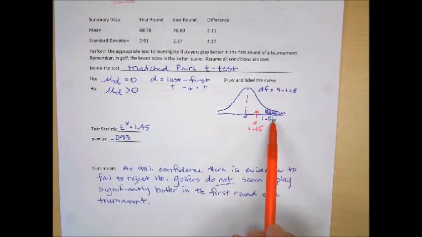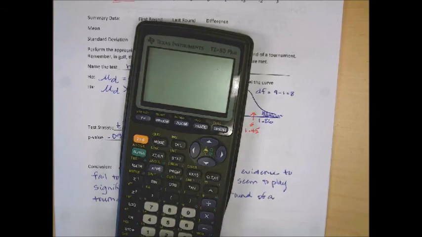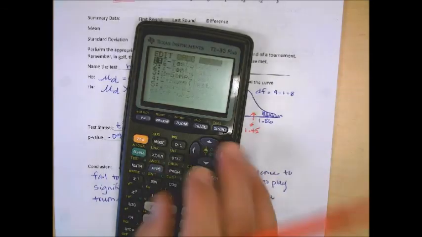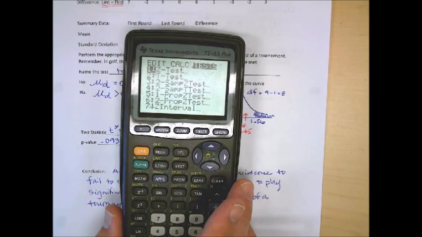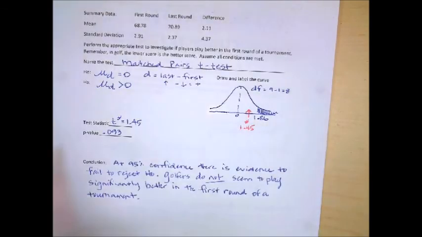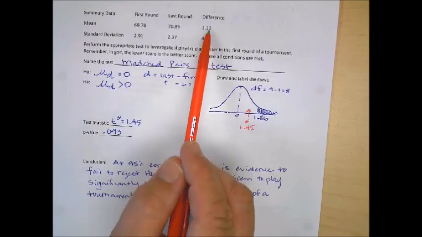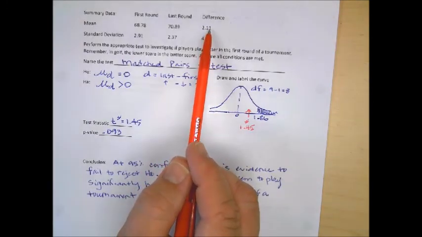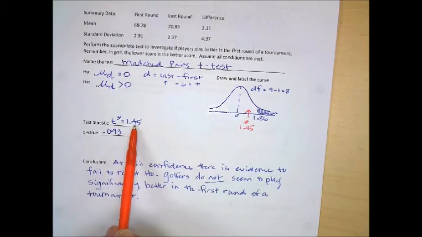The calculator tells us this is a regular t-test. Nowhere on your calculator, when you do stat test, are you going to find matched pairs t-test. It's just a regular t-test with a null hypothesis of 0. It's a one-sided high test. Here's what you put in for the x-bar. Here's what you put in for the standard deviation. And you get a t-star of 1.45.